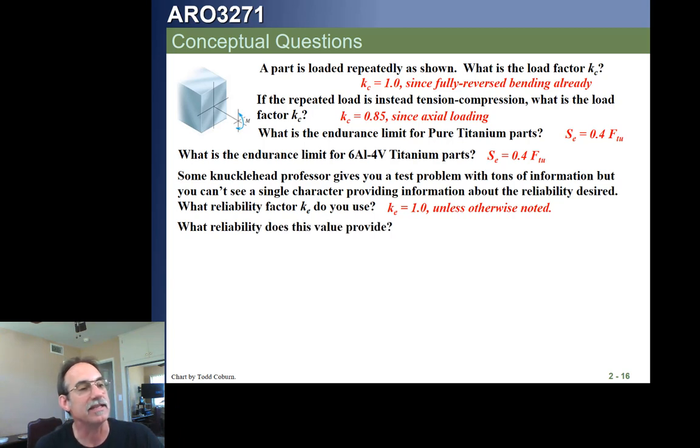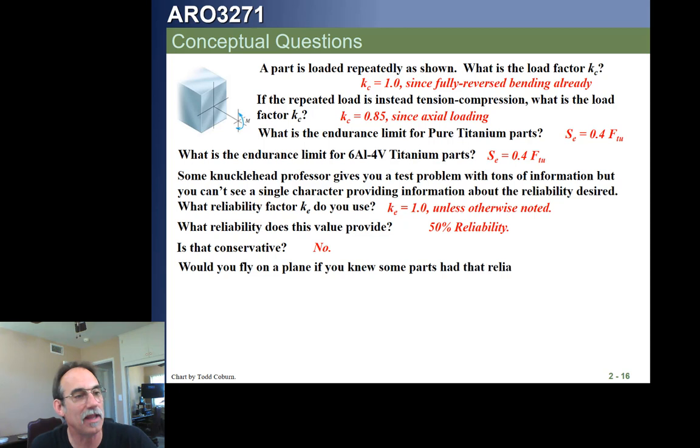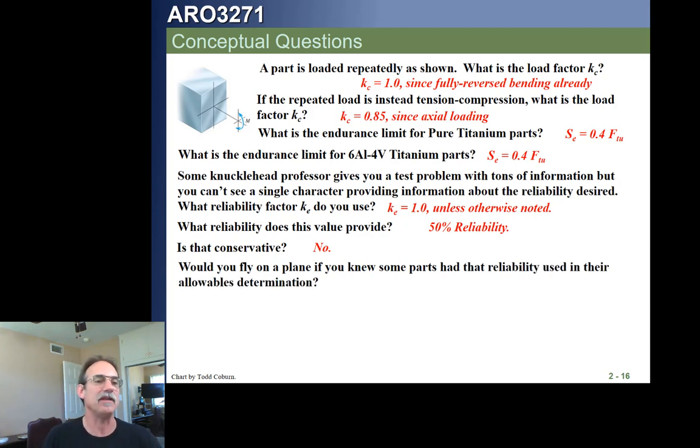What reliability does this value correspond with? 50%. Remember, we had the curve, and that 50% factor was based on the average. We had data below it and data above it, and it looks like it's roughly about the same amount of data on each side. Is that conservative? No, that's not conservative, but sometimes done. Would you fly on a plane if you knew some parts had 50% reliability? 50%.